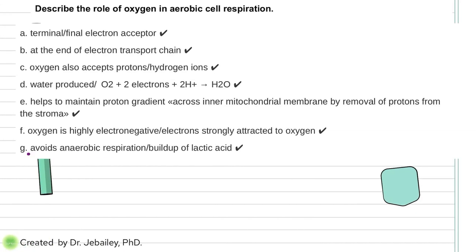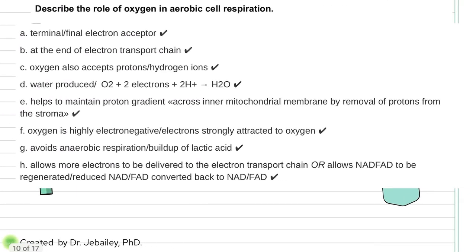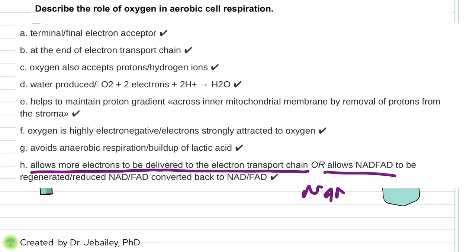Eventually, you're trying to avoid anaerobic respiration because you want to avoid building lactic acid. Like I told you in the beginning, if you don't have oxygen, then you're going to start building lactic acid, and lactic acid can cause the pH to drop, and this way you're going to get tired. Now, oxygen allows more electrons to be delivered to the electron transport chain, and of course, this is where we talk about the NAD and the FAD. These ones are being used, so these guys can go back to the Krebs cycle and get more hydrogens from it.